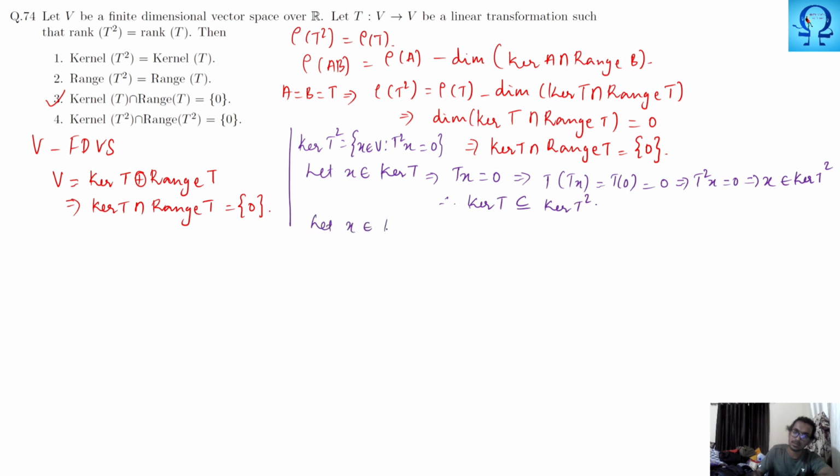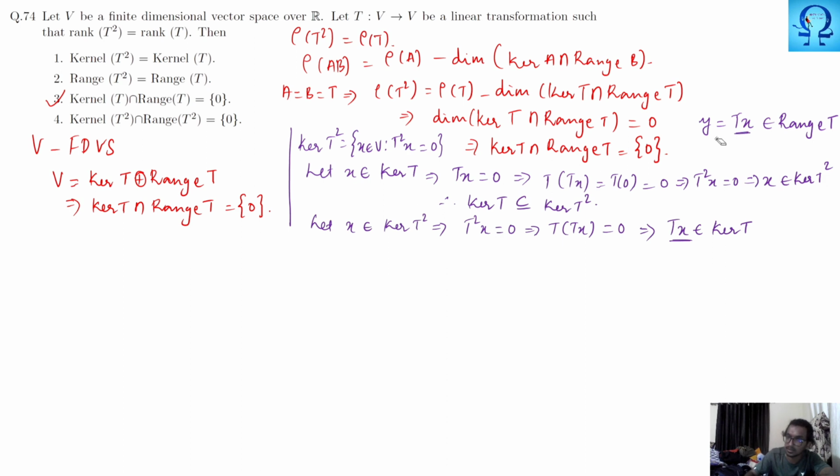And now let us take x as a member of kernel of T square. Then T square x is 0, which may be written as T of Tx is 0. Now using the definition of kernel of T, what does it imply? Tx is a member of kernel of T. But where does Tx belong? The set of all y which takes this form is the range of T, right? So Tx is a member of range of T, and also Tx is a member of kernel of T. So Tx is a member of kernel of T intersection range of T.